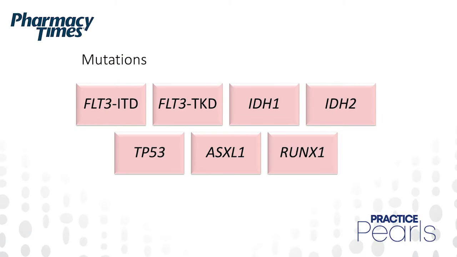In terms of the molecular testing, it's really important to have testing for those mutations that are prognostic, that are predictive, that are biomarkers, and that can be targeted. So these include, but they're really not limited to, FLT3 mutations, including the ITD and TKD, IDH1 and IDH2 mutations, TP53, ASXL1, RUNX1, as well as many other mutations.